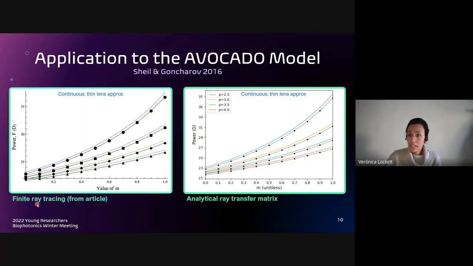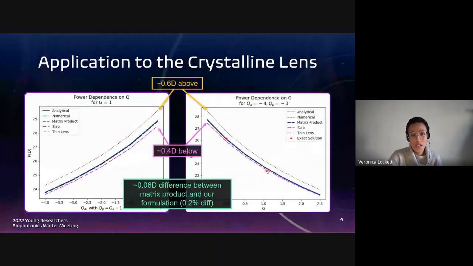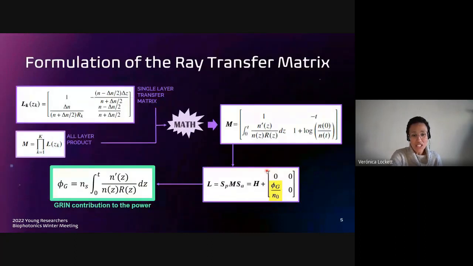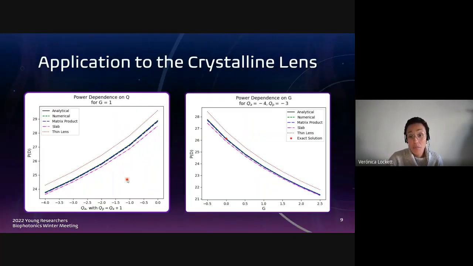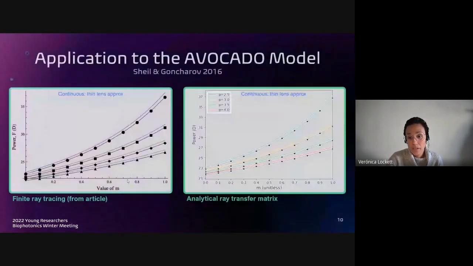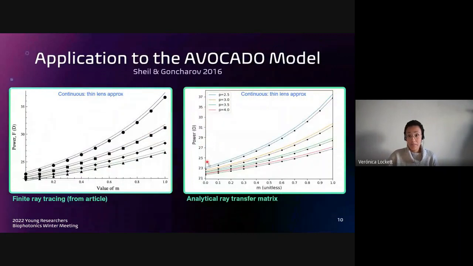And this is ours. We repeated with their formulation, we put their equations into here. As long as you have the n, how the index changes in the lens, and the curvature radius, you can find the derivative and find this integral. So using that integral with their model, we got these lines. They actually have two parameters, the m and the p. So p is 2.5, 3.0, 3.5, and 4. We use the same ones they used here, and then they have their value of m right here.